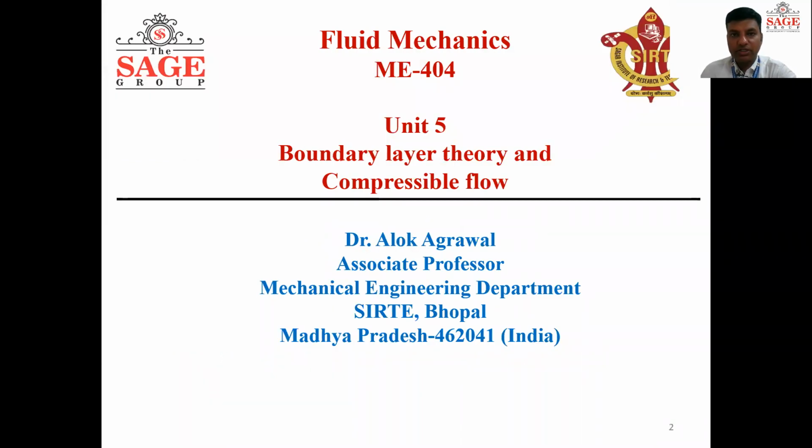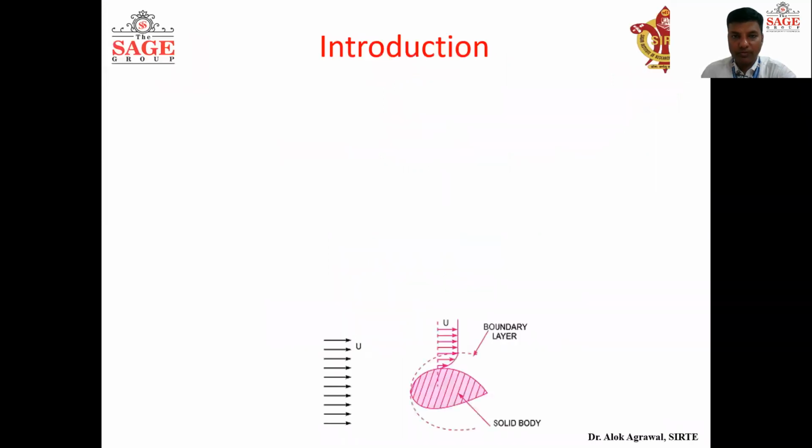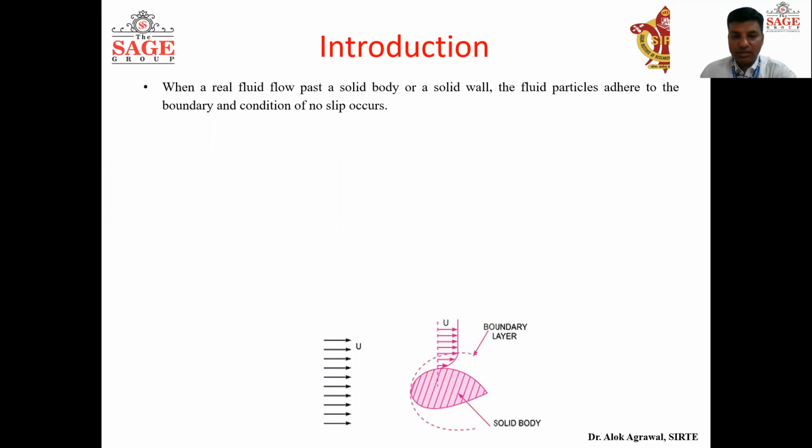So in this lecture we will start our unit 5, that is boundary layer theory and compressible flow. In that, first we will start with the introduction part. See, in this we will consider a solid body inside a medium where fluid is flowing. Generally, we consider that fluid is water. You can take any other fluid as well. And we will see here that there is a solid body and the fluid is flowing with a velocity u here from left to right.